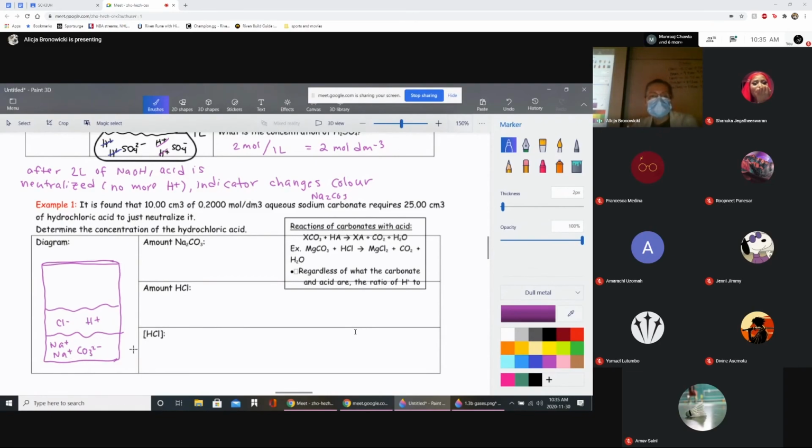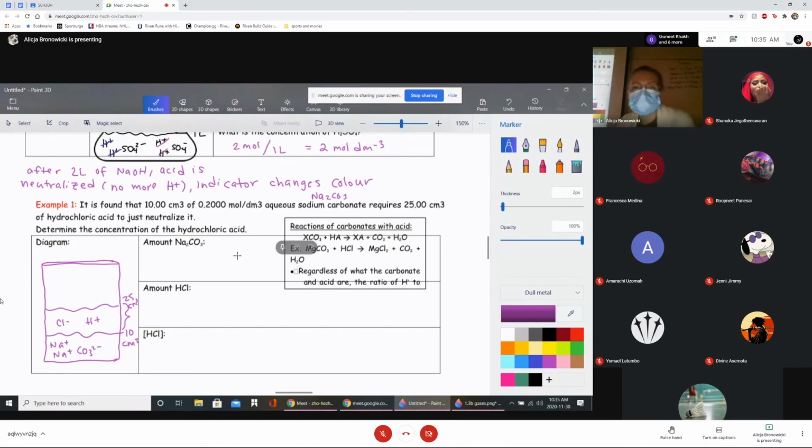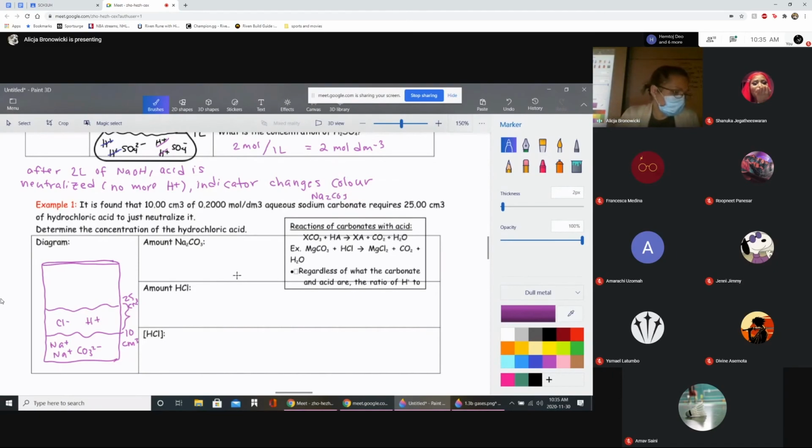So for my sodium carbonate, I have 10 cubic centimeters. And for my hydrochloric acid, this is 25 cubic centimeters. So that's how much acid has neutralized my carbonate. So what we're going to do is set up some equations and they are going to help us find the answer. I might just go over this question quickly and then go over it in more detail tomorrow.